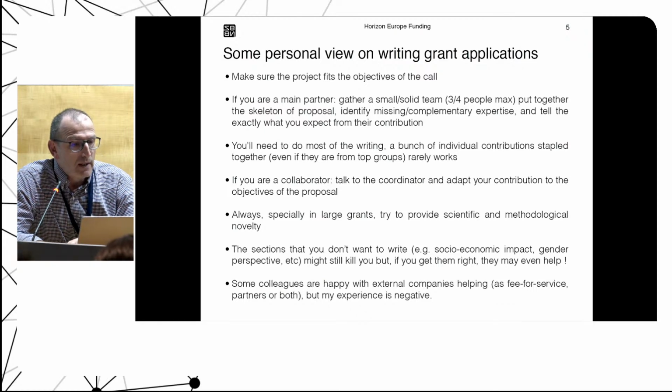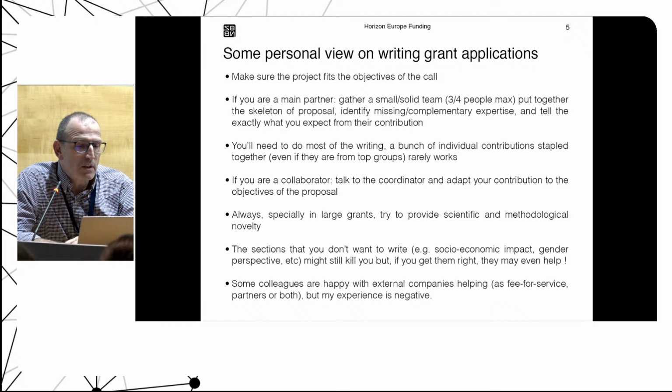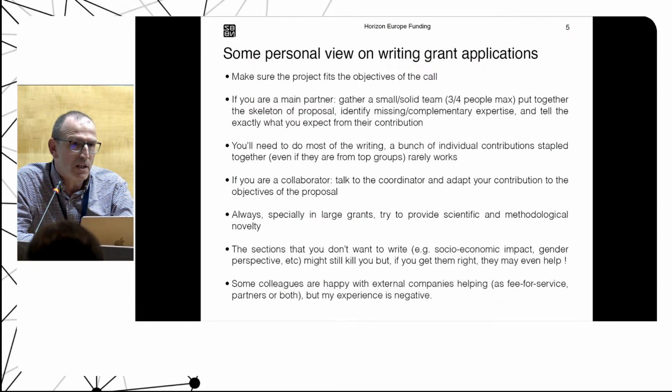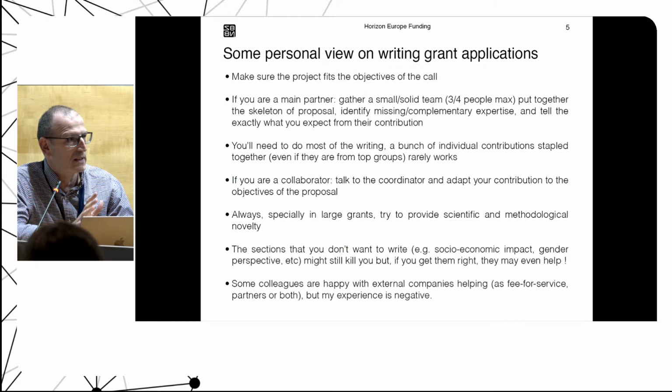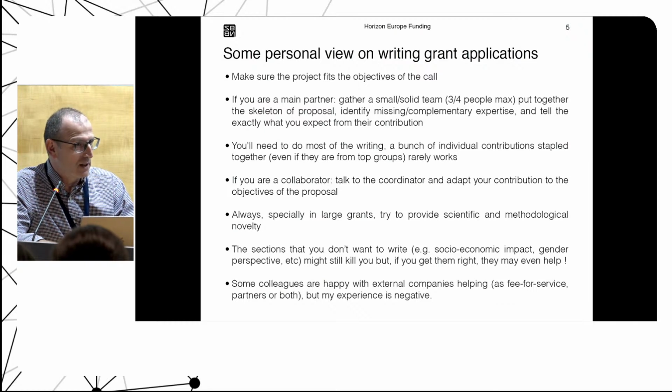Then, again, my personal experience. If you're one of the main partners of the project, this is coordinator or scientific coordinator or work package leader, whatever, you should gather a small and solid team, 3-4 people max, and put together the skeleton of the proposal. So these 3 people have to write the proposal. And then you have to identify which are the missing or complementary skills that you need. Then you have to invite these other people to complete your team and tell them exactly what you expect from them. Of course, they are the experts in their field, so you cannot tell them how to approach their part of the project. But it has to be very clear to them what is the deliverable that you expect from them, which are the ones that would fit well in the proposal that you've already written or that you're writing.